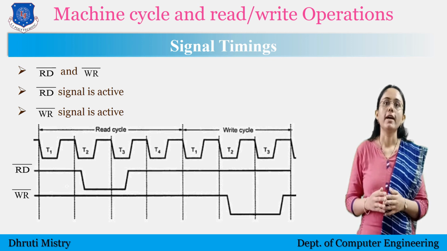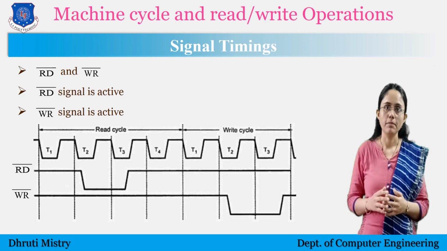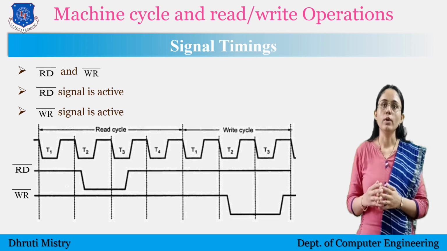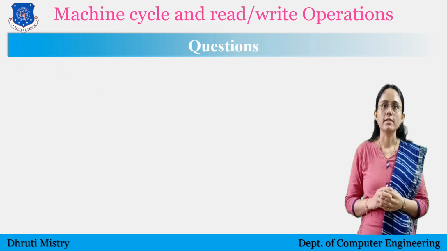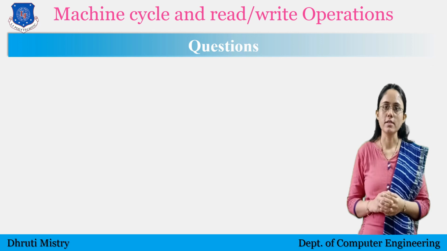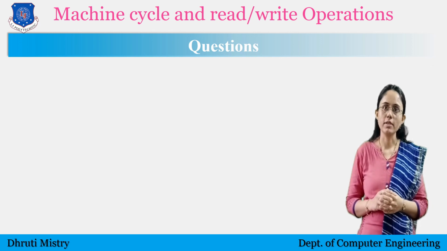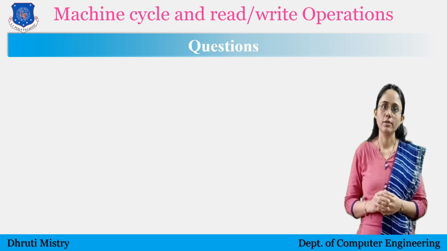Both signals are never active at a time, and the data transfer in 8085 takes place during T2 and T3 states. That's all for today's session. Hope you like the session and understand topics related to timing diagram. This will help you to draw timing diagram of operations performed by the microprocessor. And these topics we will cover in later videos.